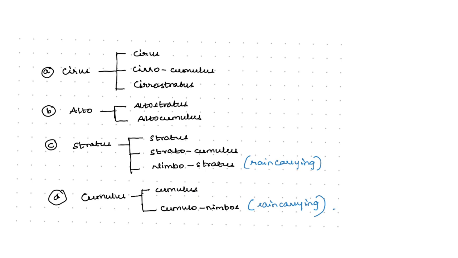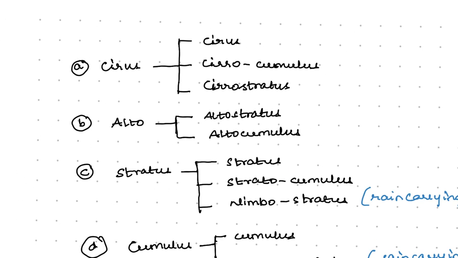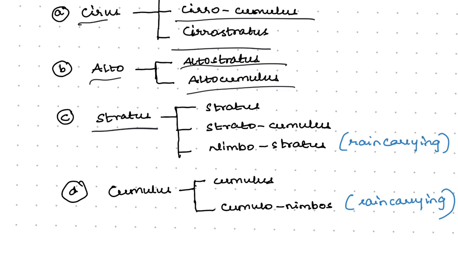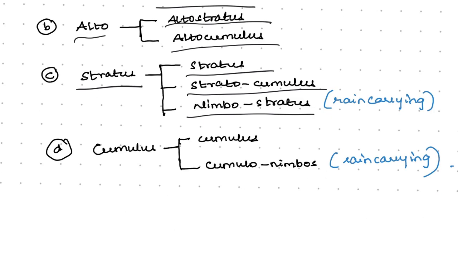Each of these clouds also has further types. So what are the types of cirrus clouds? First cirrus cloud, and cirrocumulus, cirrostratus. In alto you have two types, altostratus and altocumulus. In stratus clouds you have three types. First is stratus clouds, stratocumulus and nimbostratus. And in cumulus clouds, cumulus again and cumulonimbus.